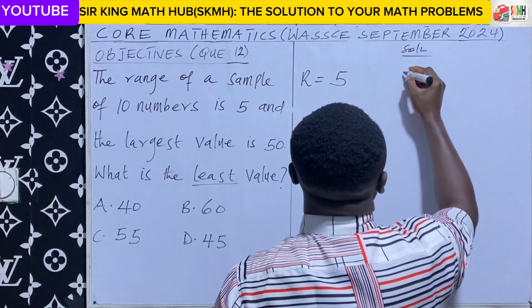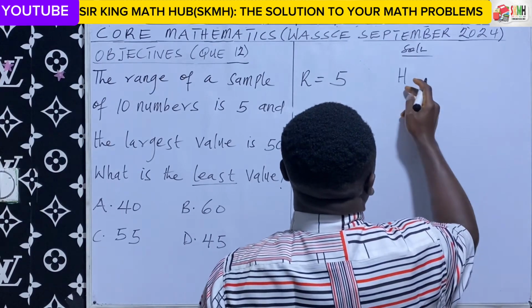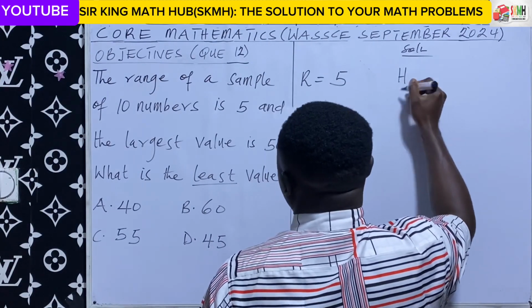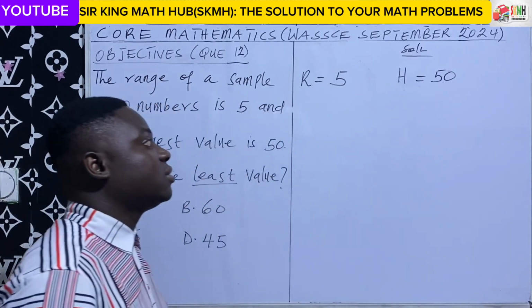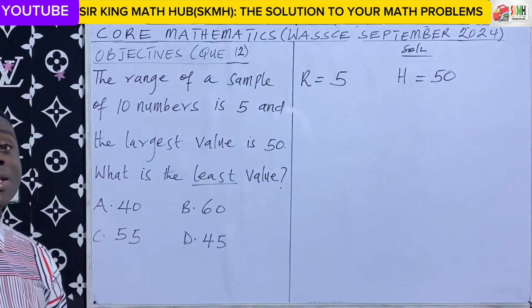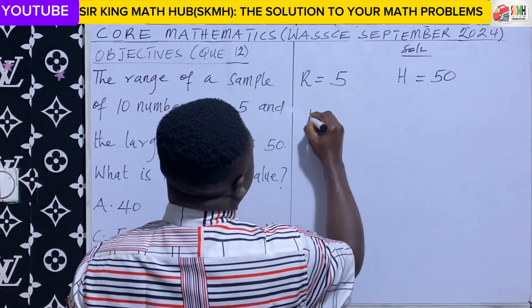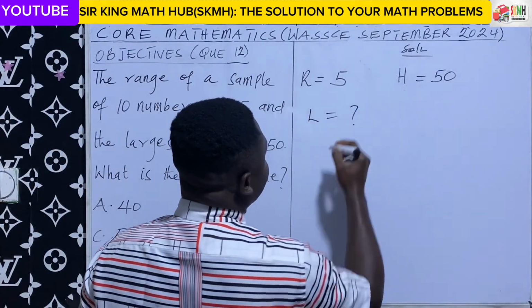So I'm representing the highest value as h. We are told that the highest value is 50. So with this, we have to find the least value. So I'm representing the least value as L.